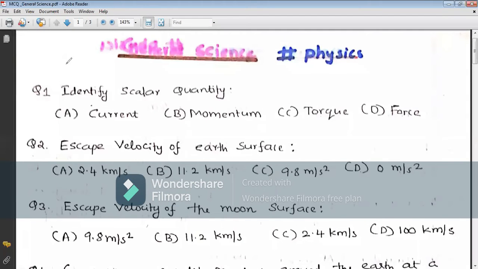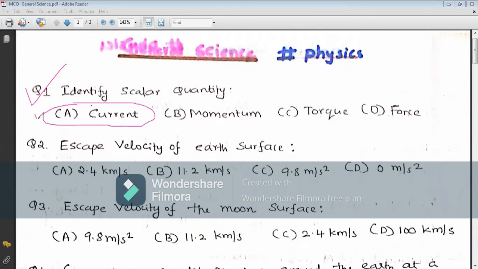So please note, identify the scalar quantity: current, momentum, torque, force. So here, all quantities have magnitude and direction. But if I talk about the current, it does not obey the parallelogram law of vector addition and the triangular law of vector addition. So therefore, we can say that current is a scalar quantity. Remaining momentum, torque, force are having magnitude and direction. Not only that, those quantities obey the triangular law of vector addition. But for current, we cannot tally the triangular law of vector addition. So A is the odd man out. So the current is a scalar quantity.